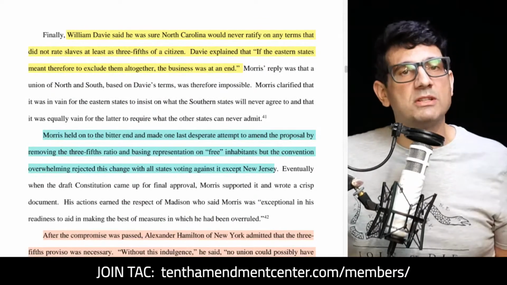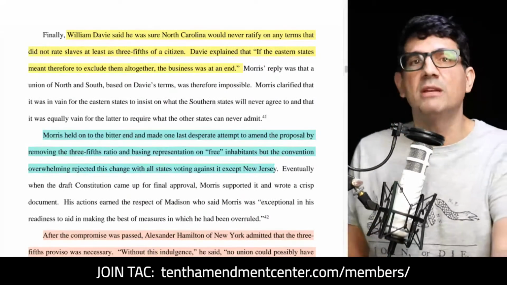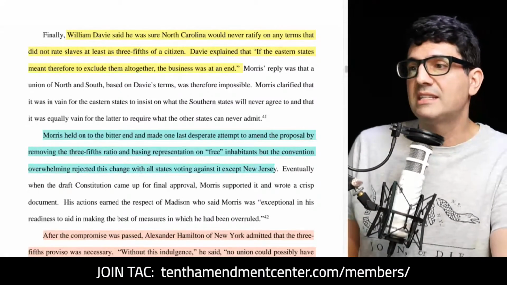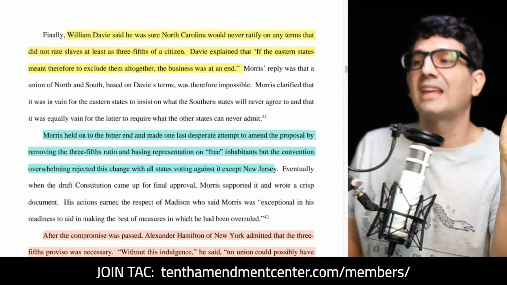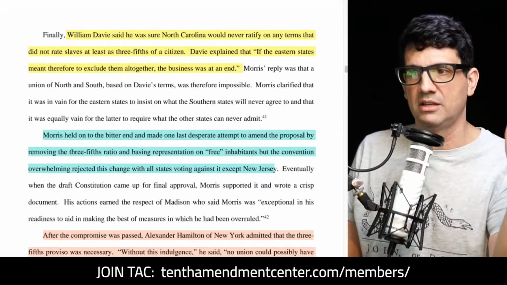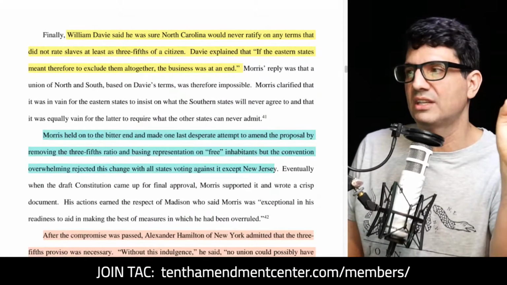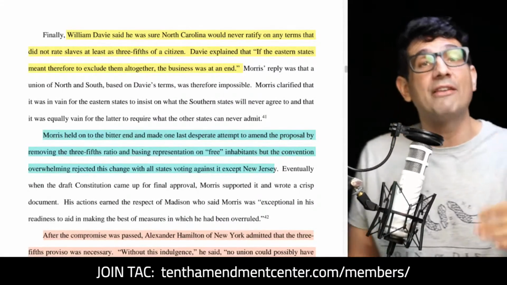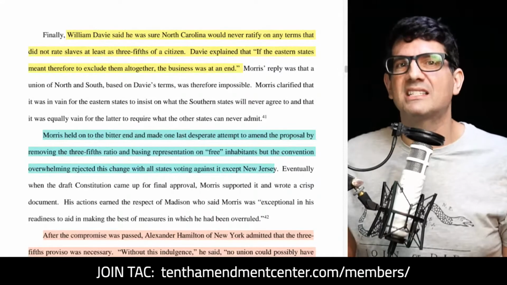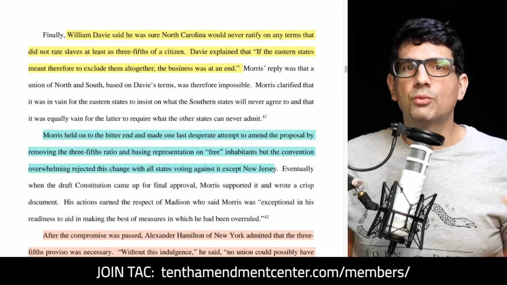Now, we know, like I was mentioning, that some in the South were saying, well, we're not going to ratify. Too bad, we're out of here. William Davey, who we've quoted many times at the 10th Amendment Center, said he was sure that North Carolina would never ratify on any terms that did not rate slaves at least as 3/5 of a citizen. And if you know how the ratification debates played out, and they must have had some inkling of this in Philadelphia, it was really precarious.